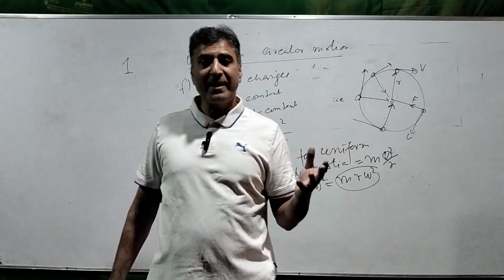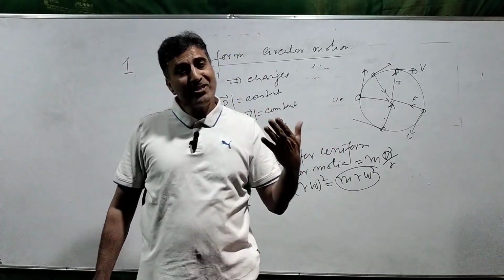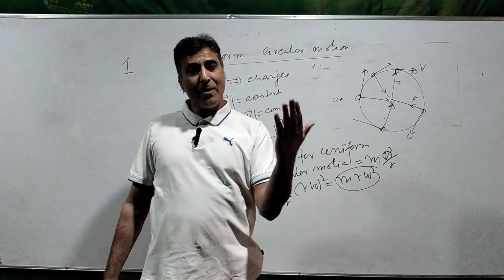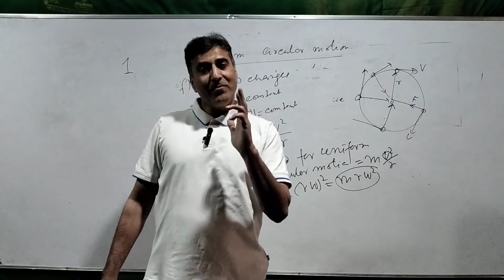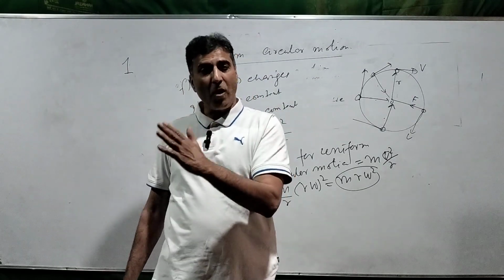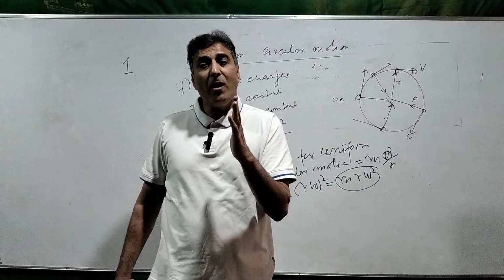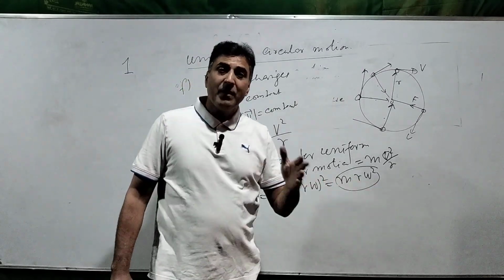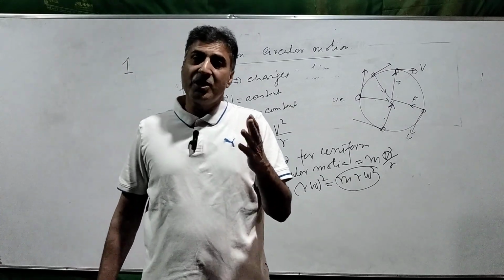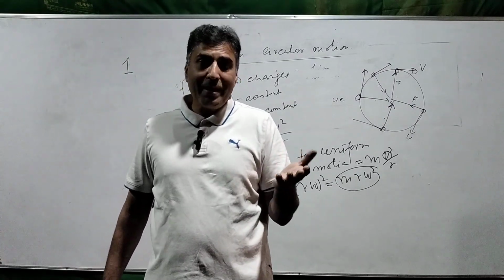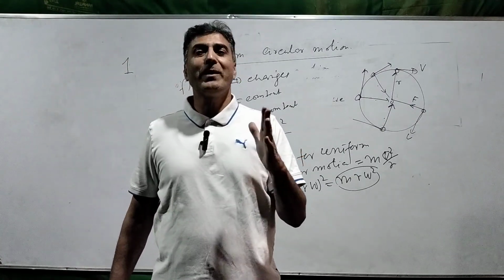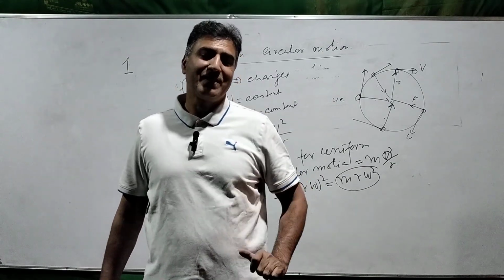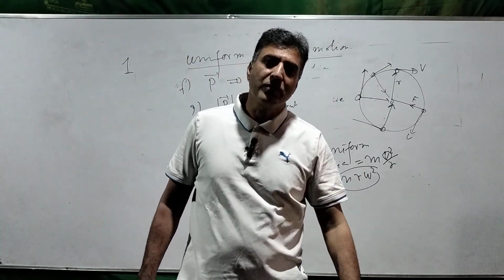How much is the acceleration magnitude? v square by r. How much is the force magnitude? That is m v square by r. But v can be converted into r omega. Therefore, it is m r omega square here. The momentum of the particle moving in a circle changes. Why? Because there is force. Momentum has to change. But the magnitude of momentum remains constant because the speed remains constant. This is all about uniform circular motion.